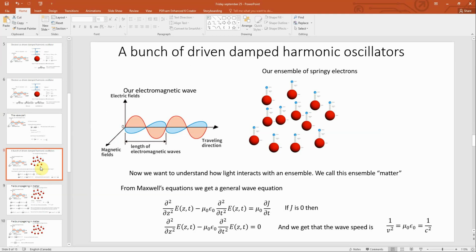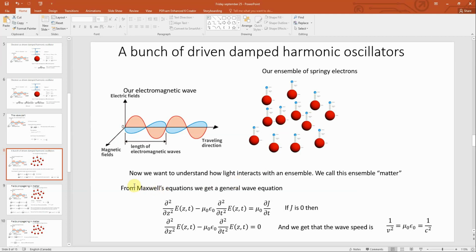Now, what we actually have is, instead of just a single electron attached to a single nucleus, a whole bunch of electrons attached to a whole bunch of nuclei. And so this is our ensemble of springy electrons that are sitting around in this matter. And so now we want to understand how light interacts with this entire ensemble, and we call this ensemble matter, because that's actually what we want to know: what happens when this hits air or glass or a semiconductor or something like that.